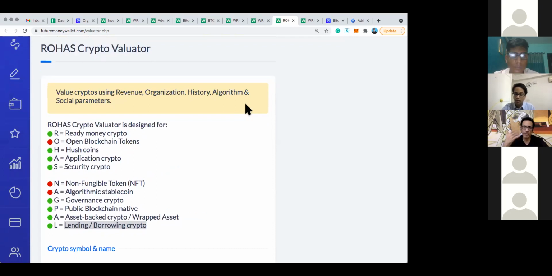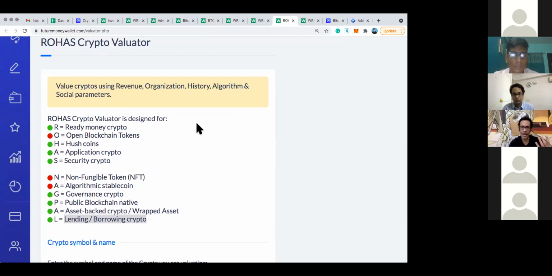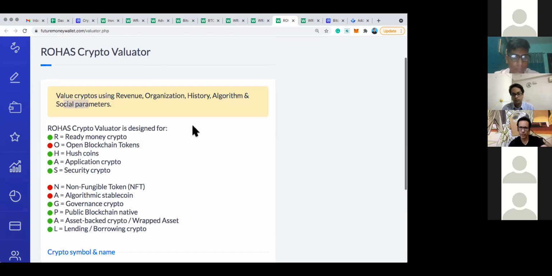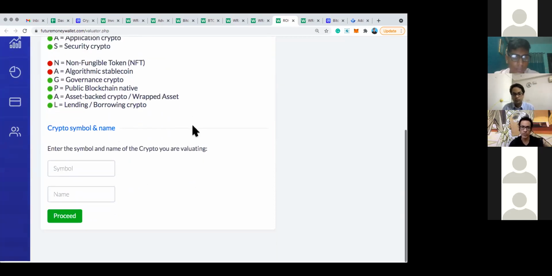So I've developed my own crypto valuator. Very conveniently, it revolves around my name. Most of the things I do, I try to put my name into it so that no one steals my ideas. So I have created the valuator which values on 5 things: revenue, organization, history, algorithm, and social parameters. This is actually the login for it. It's in the Future Money wallet, and I'll show you what it looks like.